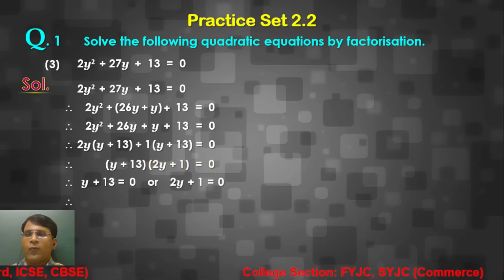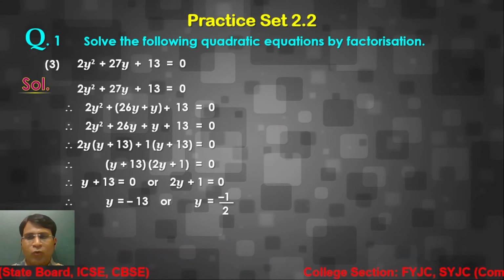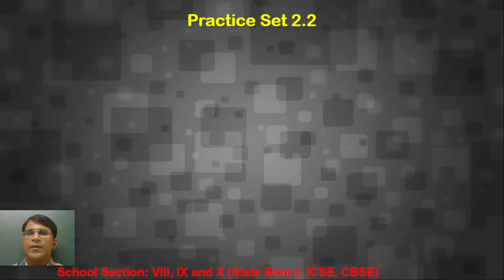Therefore, y is equals to minus 13 or y is equals to minus 1 upon 2. So minus 13 and minus 1 upon 2 are the roots of the given quadratic equation. Always have the habit of writing the answer in statement form. Let's have a look at one more example from the same exercise.